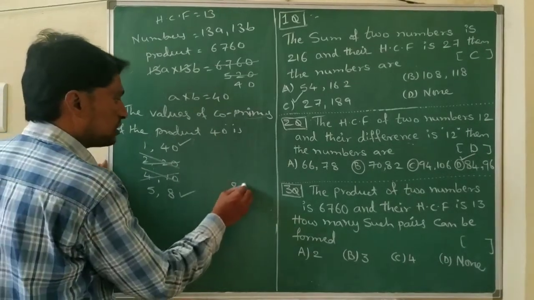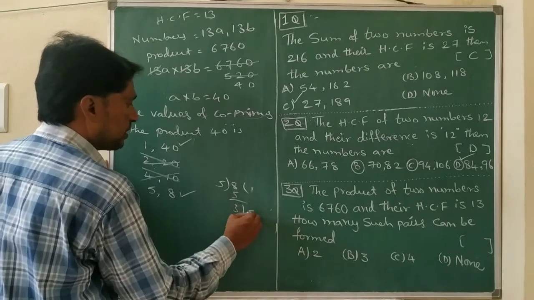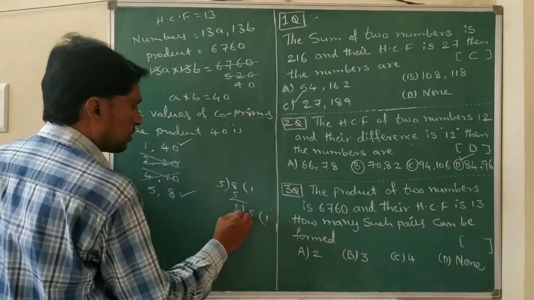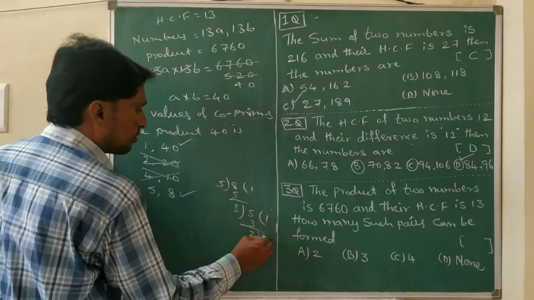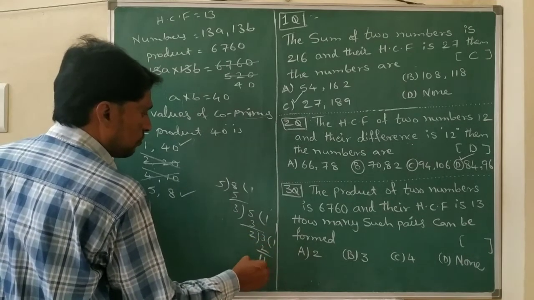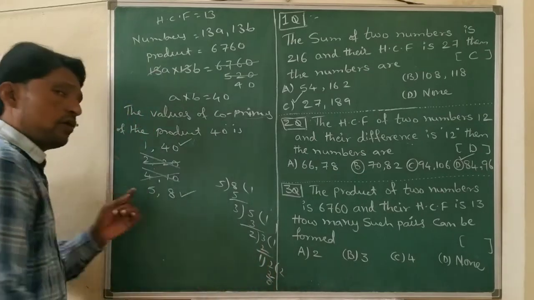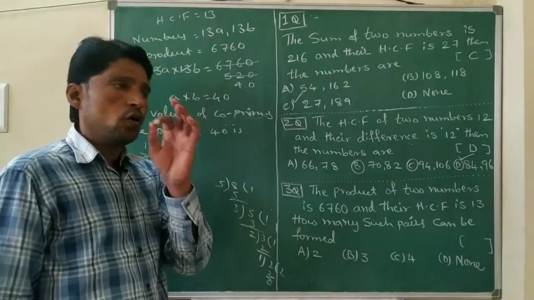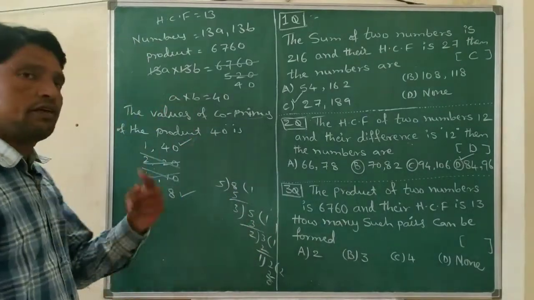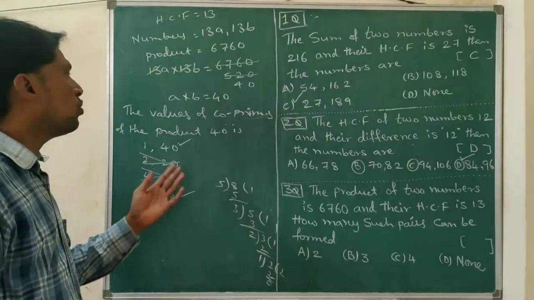So you can check it once if you want. When we are getting the HCF as 1, that means they are co-prime numbers. Only 5 and 8 have only 1 as a common factor. Those numbers are co-prime numbers.